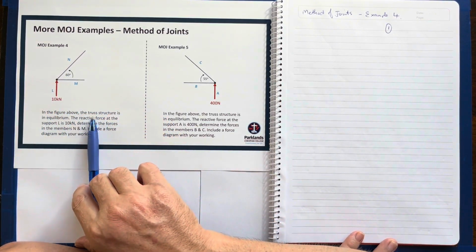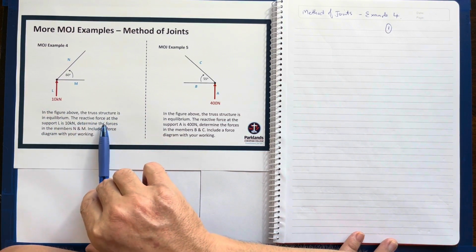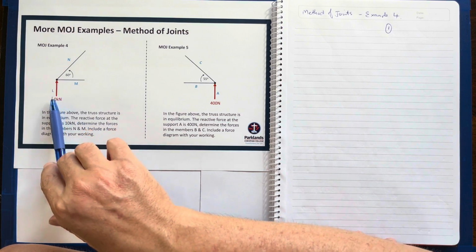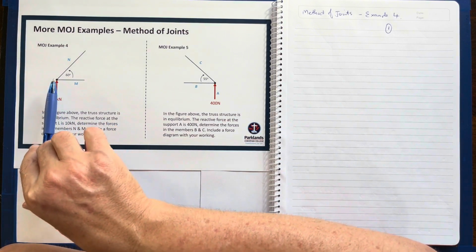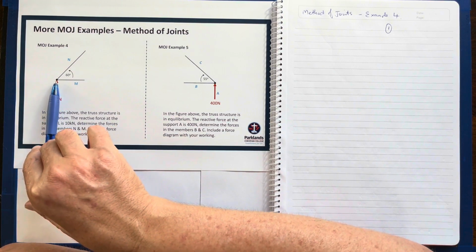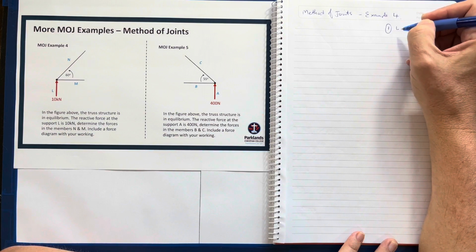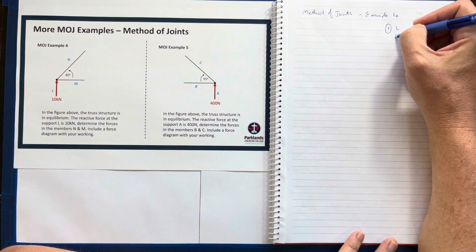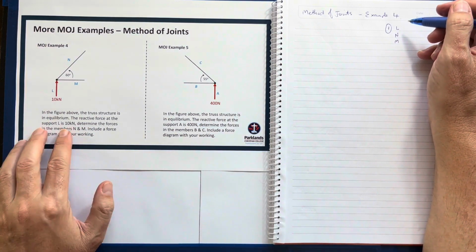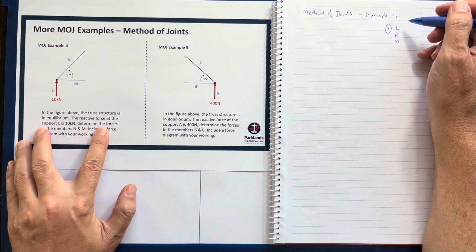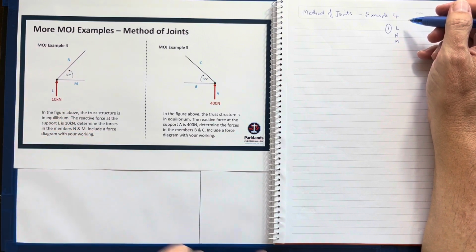In the figure above, the truss structure is in equilibrium. Well, that's good, they tell us that. The reactive force at the support L is 10 kilonewtons. So we now understand what the external force onto that joint is: 10 kilonewtons. I have a member L, a member N, and a member M. I know that L is 10 kilonewtons. Determine the force in the members N and M, include a force diagram.